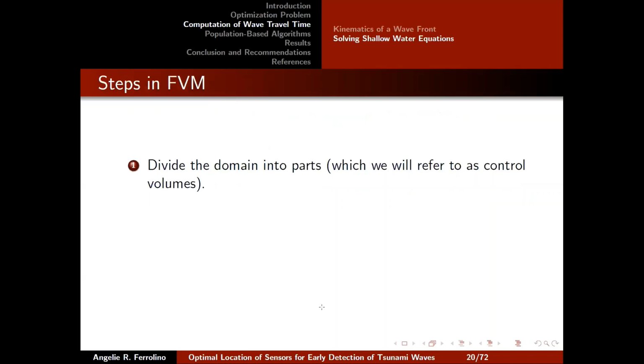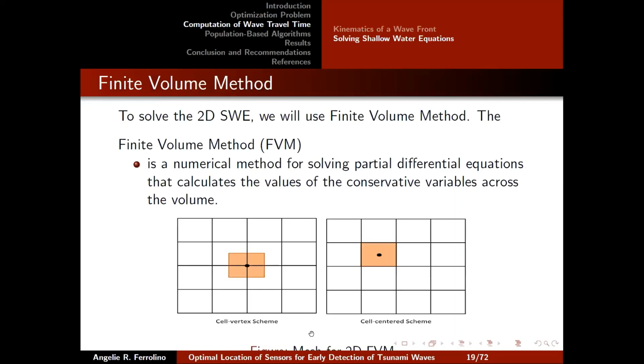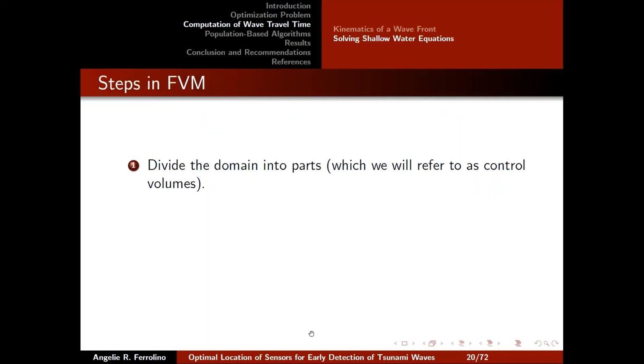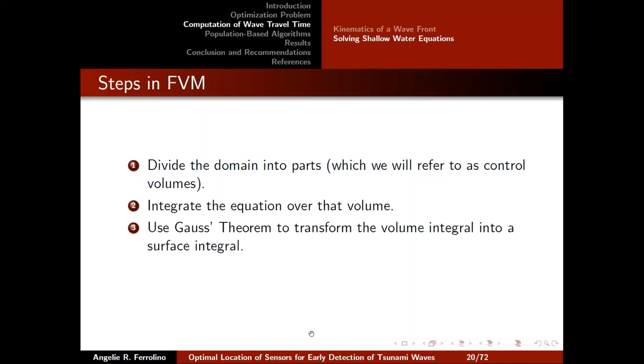To discretize a certain partial differential equation using FVM, here are its steps. First, we divide the domain into parts, and these parts will be referred to as the control volumes. So this is what we have shown in this illustration here. Then we will integrate the equation over that volume. We will use Gauss theorem to transform the volume integral into a surface integral. And upon evaluating that integral, we will obtain the discretization of a certain PDE using the finite volume method.